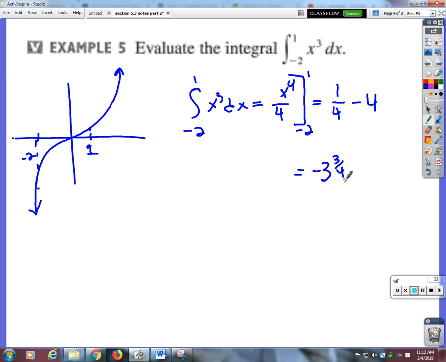It's just a notation to say, now that I've taken the antiderivative, I still have some math to do with it. I had to plug in the 1, and that gave me 1/4, and then I plugged in the -2, and that gave me 4, and then I subtracted those two things.